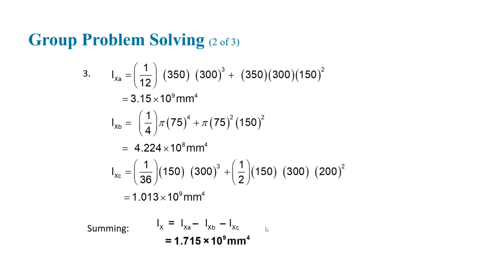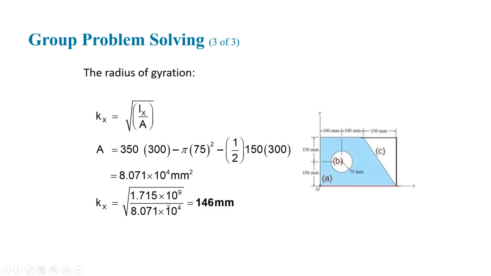If I wanted to determine the radius of gyration, all I need to do is take that moment of inertia that I computed and divide by the area. And remember, this is a true area, meaning that holes have to be subtracted again. If you compute the area and just plug and chug, you find the radius of gyration of this shape to be 146 millimeters.